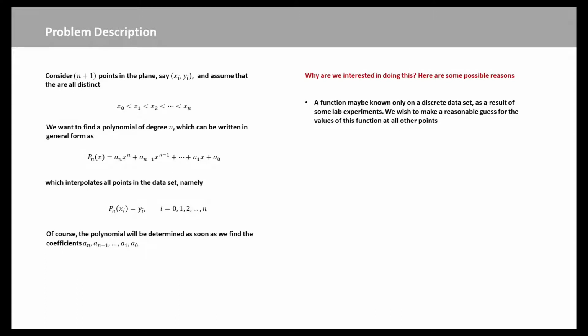Why shall we do this? Let's find some reasons. First, the motivation could be that you have a discrete dataset, possibly obtained through some experiments, and you are interested in the values between the points of this discrete dataset. Then you need to find some kind of a function that interpolates it.